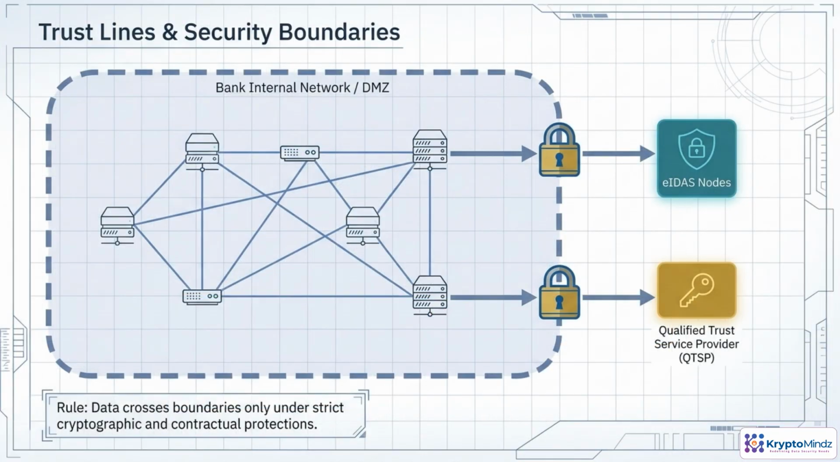Here we make explicit where trust stops and starts. Inside the bank, systems can communicate more freely, but the moment data leaves for an eIDAS node or a QTSP, it must cross a hardened boundary. Only the minimum necessary attributes, documents, or evidence go out, always under encryption, mutual TLS, and signed messages. Each of those trust lines is backed by contracts, SLAs, and regulation that define responsibility when something goes wrong.